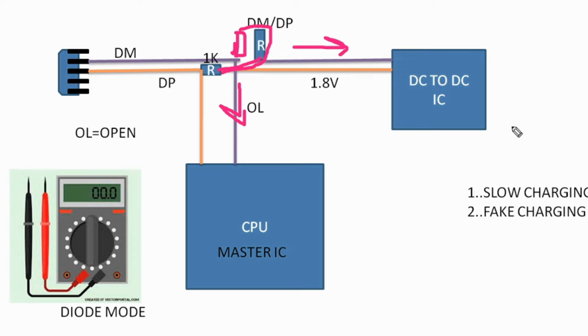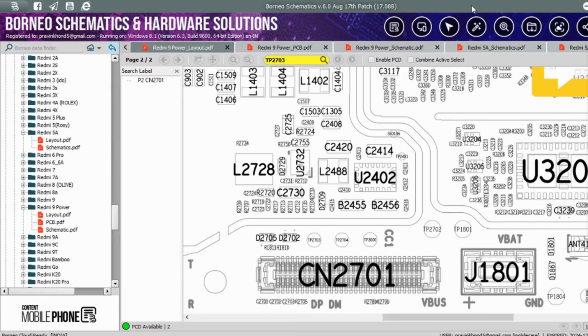Now you understand the whole DM and DP process, how DM and DP work, why fast charging is enabled, how it connects with the master IC, and how to solve the problem on the DM and DP lines. Now you can see how to solve the problem in the block diagram. Now, how to trace the DM and DP lines in the schematic diagram.